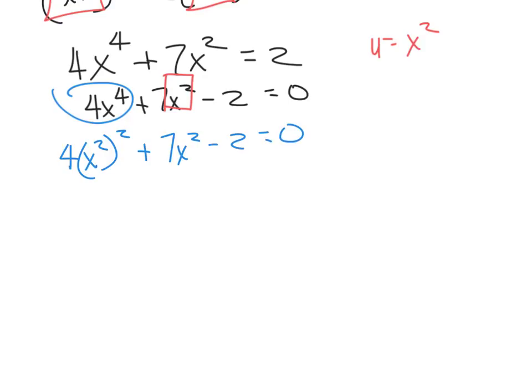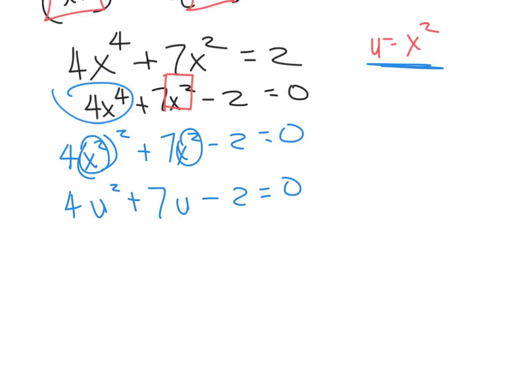Now, wherever I see an x squared, I'm going to put a u in its place. So there's an x squared right here, and I'm going to put a u in its place. There's an x squared right there, so I'm going to put a u in its place. Okay, so that's all I did. Now I'm going to go ahead and solve this, or factor it, I guess is what I'm doing.